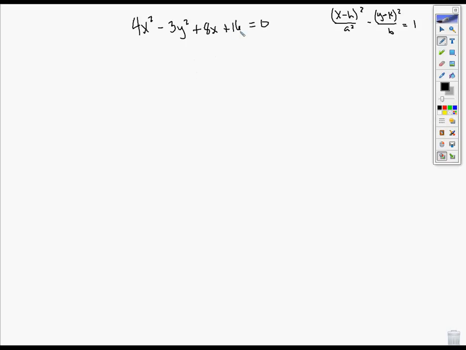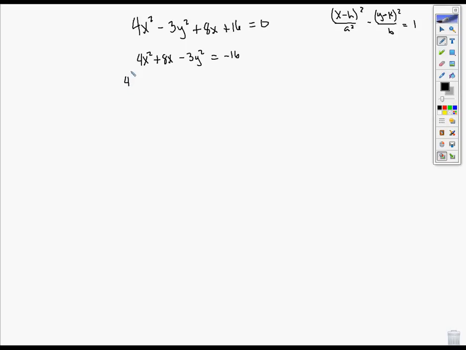Well, I know that this 16 is going to get in the way, because I'm going to have to complete the square on both my x and my y to make this factorization happen. So I'm going to move the equation a little bit so that it says 4x squared plus 8x, to get the x's together, minus 3y squared, and then I'm going to move this 16 to the other side. Alright, now I'm getting it in a better way so that I can complete my square.